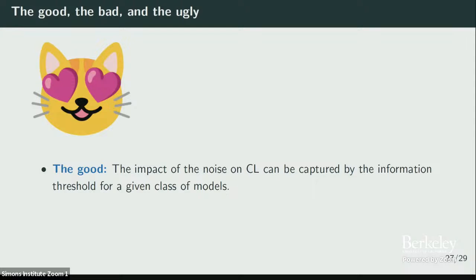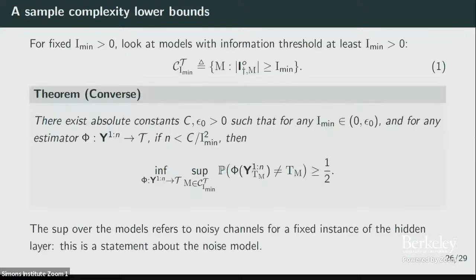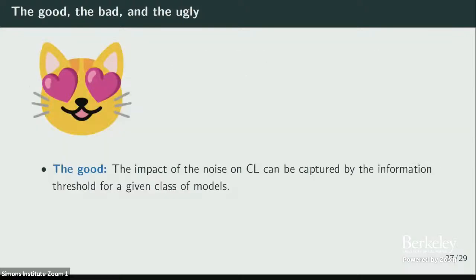So what's good and bad about this? The good part is that we have a quantity which says whether or not the estimation problem is solvable, and this is over all estimators. So this says that Chow-Liu is optimal for this class of models with positive information threshold.